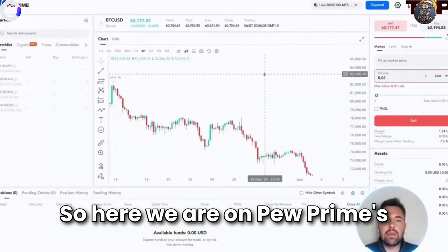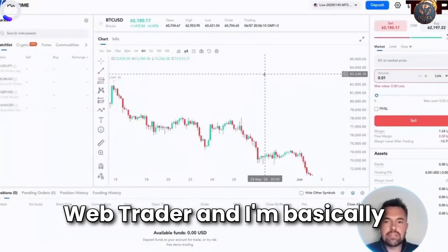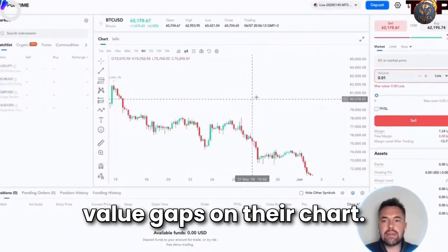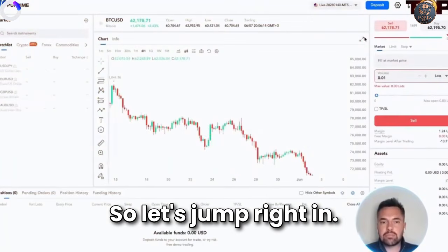So here we are on PUPrime's web trader, and I'm basically going to show you the fair value gaps on their chart. So let's jump right in.